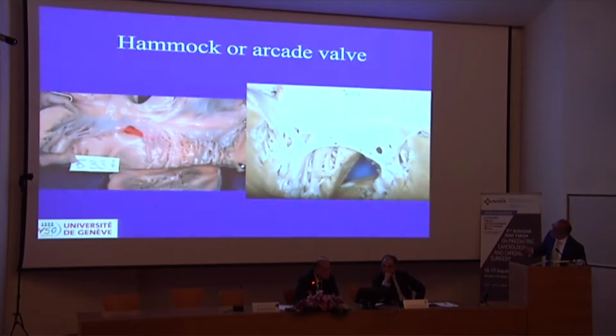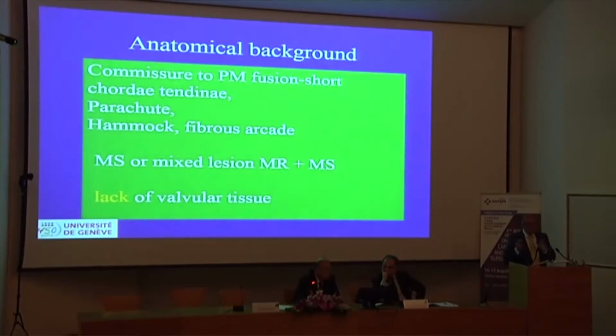The hammock valve, as you see here, there is an anterior papillary muscle, with normal primary and secondary chordae tendineae, but look at the posterior part of the mitral valve. There is no posterior papillary muscle. There is some kind of muscular trabeculation giving some kind of chordal attachments to the posterior leaflet, as you see here, multiple muscular trabeculations. This one is also a mixed mitral lesion.